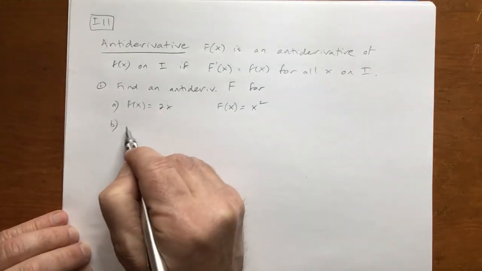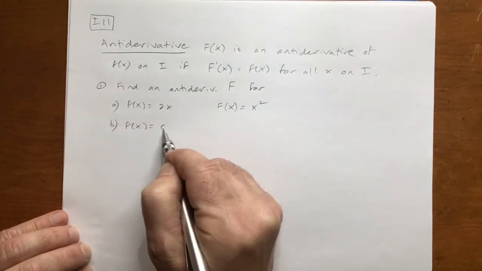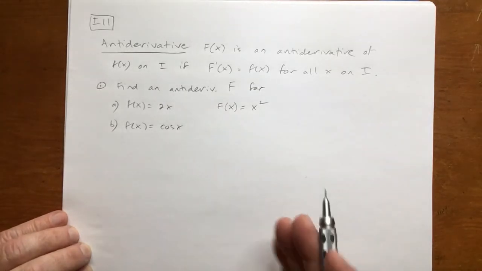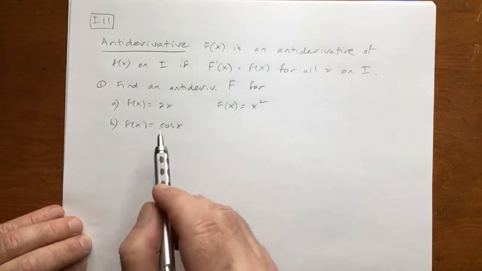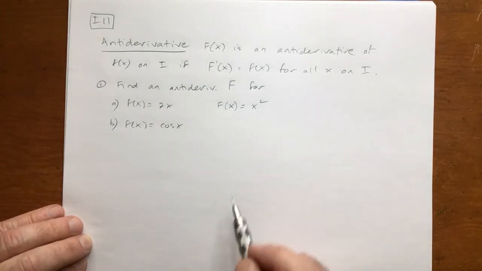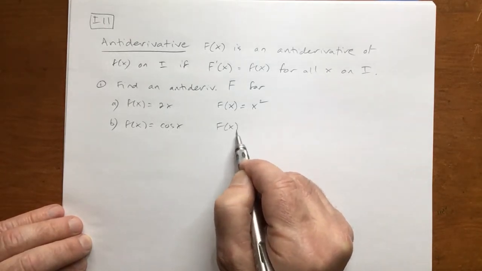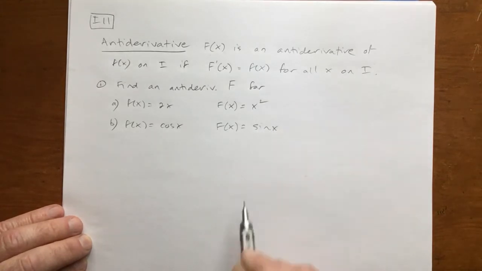B. So if f of x is cosine of x, what is its antiderivative? Once again, what could we derive to get cosine? I don't think I need to give you much time to think of that. Hope you have it already. It's sine of x.